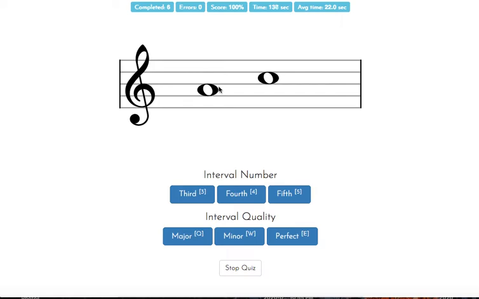Starting with an A, 1, 2. That makes this a third here. Now we know that the A major scale has F sharp, C sharp, G sharp. And here that doesn't follow that. So I'm thinking about my minor scale now. I know my minor scale for A has no sharps or flats. And that C natural here perfectly fits that. So it's going to be a minor third, minor, and then third.